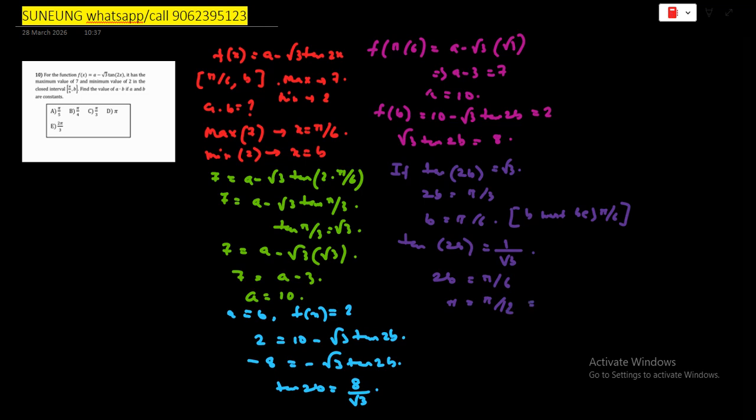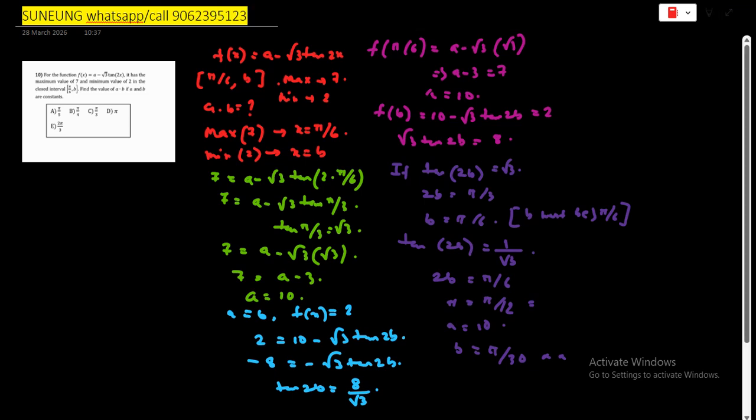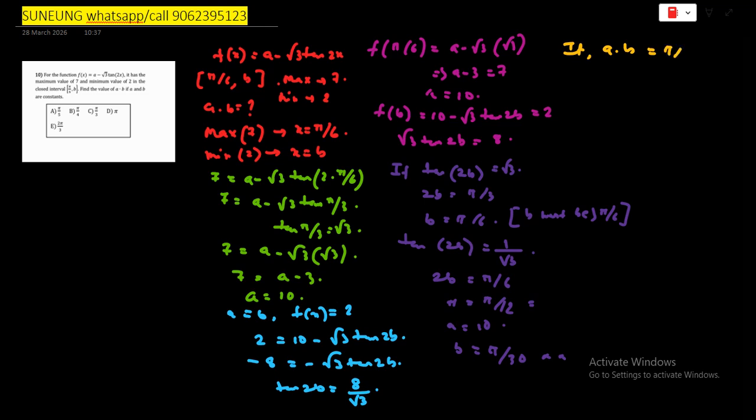That is too small. So if a equal to 10, then we look at option number 3, C, pi by 3, then b will be pi by 30. So too small. Now if a into b equal to pi, that is option number D, then a will be 10 and b will be pi by 10, right?